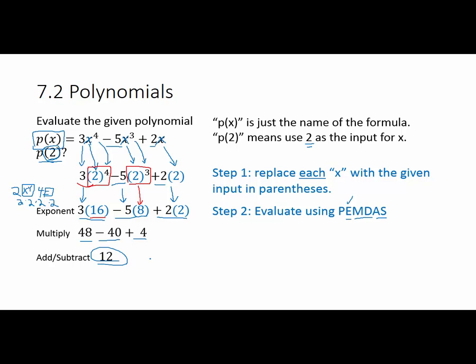To evaluate a polynomial, in the textbook they'll often write it in function notation. You can ignore this p with the x thing. That's just the name of the polynomial. You're just going to replace the x with whatever input they give you, and then use order of operations to evaluate it. Do your exponents first, write the answer on the next line, multiply, write the answer on the next line, and then add and subtract across.